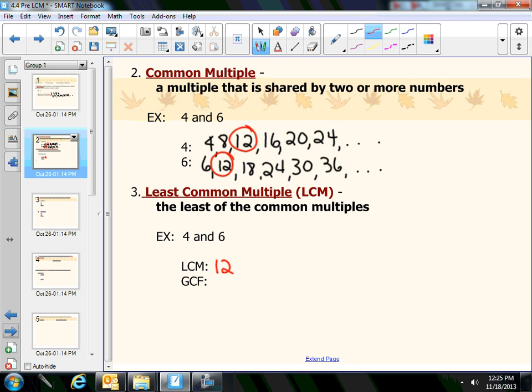Notice the difference. The greatest common factor of 4 and 6 is 2. You need to make sure that you understand what the difference is between a multiple and a factor of two numbers.